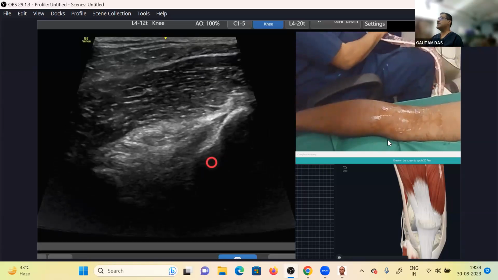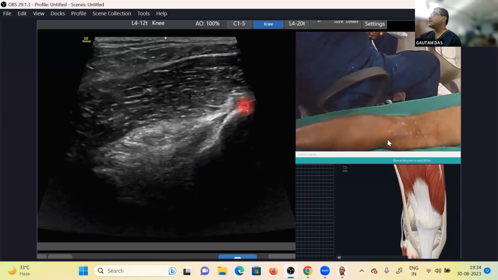Okay, so what is this? This is your tibia, tibial plateau here. This is your intercondylar area of the femur. And this is your PCL, hypoechoic. PCL is again hypoechoic because it is slanting down. And PCL is bounded. This is your popliteal ligament, oblique popliteal ligament.